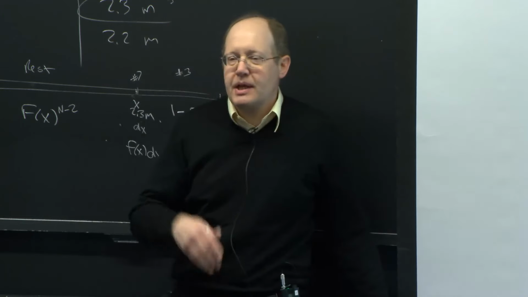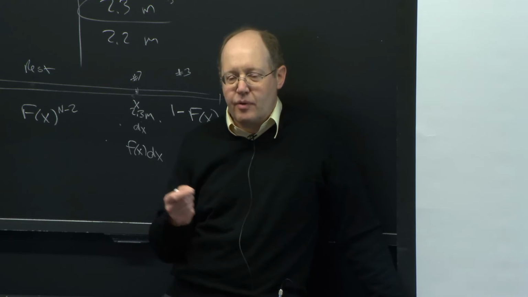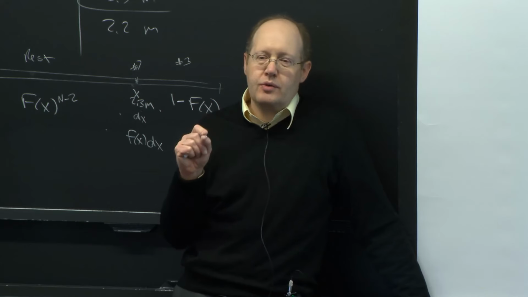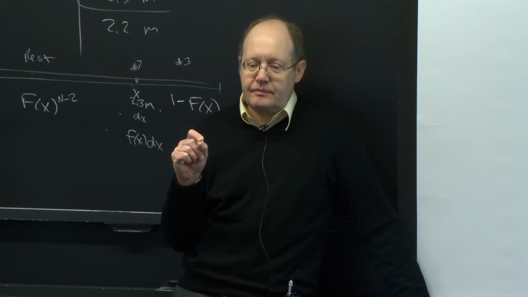Analyzing that kind of game where people keep raising their hand would be a very complicated extensive form. So what people do instead is simplify to what's called the button auction design, where the clock is going up and the auctioneer keeps calling out higher and higher numbers, and you just hold your finger on the button as long as you still want to buy the good at that price. And once you take your finger off the button, you're out of the bidding and you've dropped out forever. That's nice because it converts it to a basic, one-dimensional strategy space, which is: at what point do I drop out of the auction.